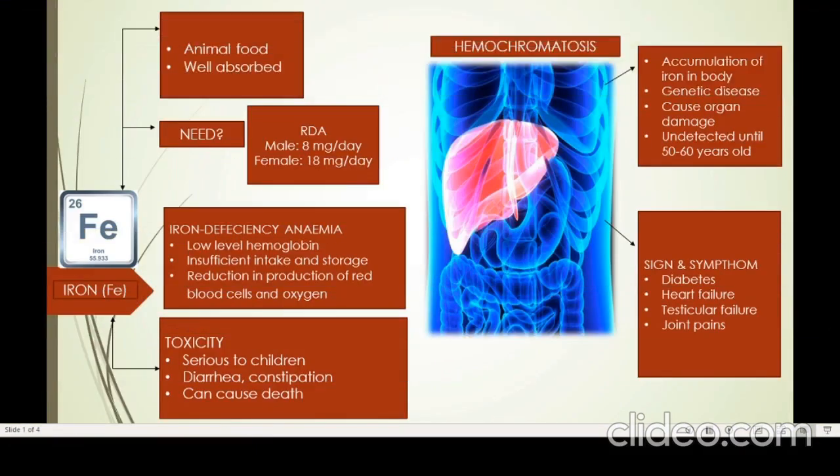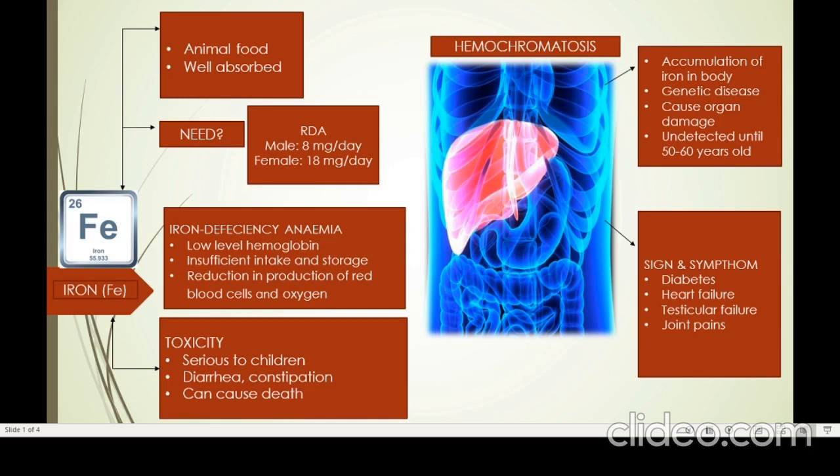The first element of trace minerals is iron. Iron is an essential need in our body, where we only need it in a much smaller amount. For example, animal sources such as red meats are generally better absorbed. Animal flesh contains 40% heme iron. However, if we do not consume enough iron, it will cause us anemia, which means that our body has low levels of hemoglobin and hematocrit. Then it causes a reduction in the production of red blood cells and oxygen capacity.